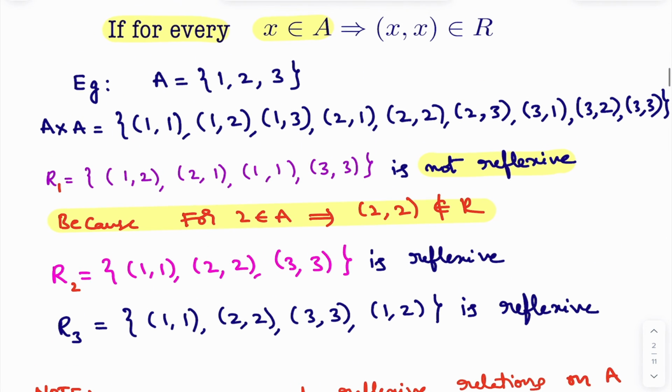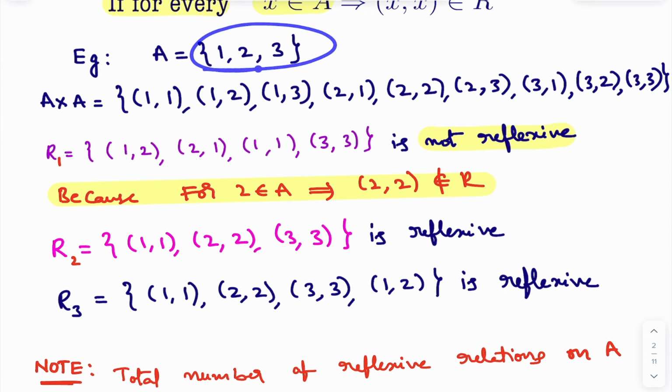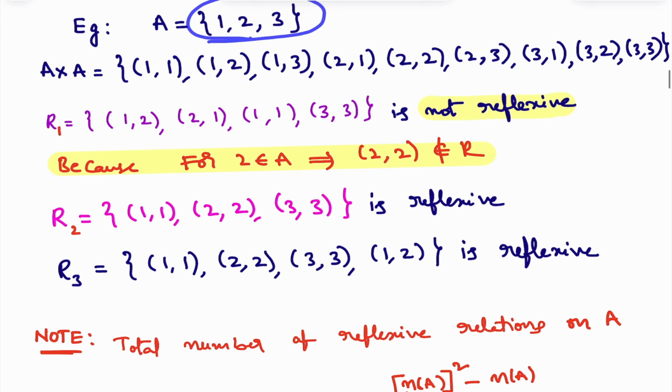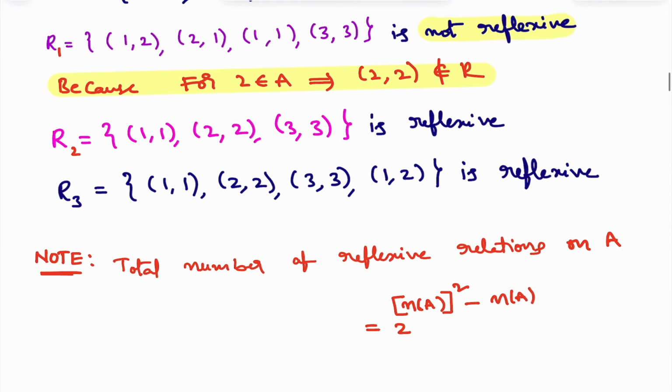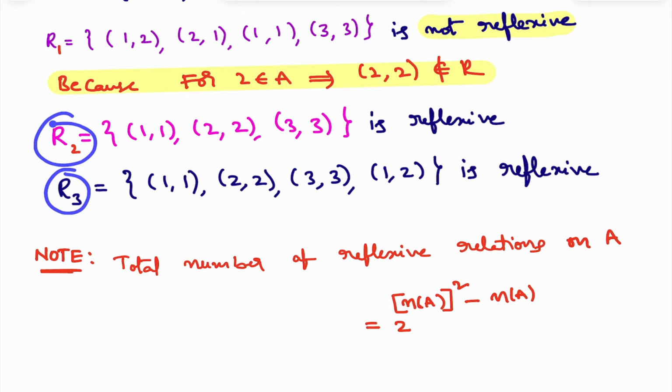In this case, how many reflexive relations are possible? The set A contains 3 elements. So the number of reflexive relations on that particular set is: 2 power n(A) is 3 squared, 9, minus n(A) which is 3. That is 2 power 6, and 2 power 6 is 64. Like this, on this set, there are 64 relations in total.